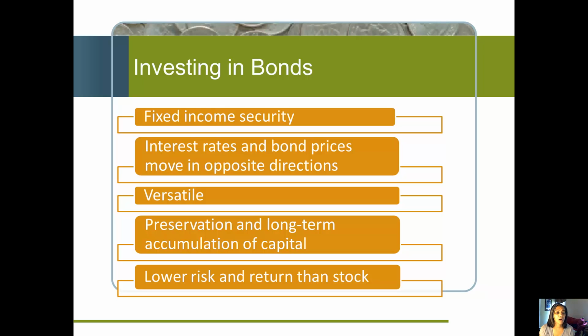Now let's move on to bonds. Bonds are a fixed income security, and interest rates and bond prices move in opposite directions, which is a key point when it comes to bonds. So that is, when interest rates go up, bond prices go down, and the opposite is true. And so these securities are ideal for someone who's looking for capital preservation and long-term accumulation of capital. So they're lower risk and a lower return than stock because of that risk and return trade-off.